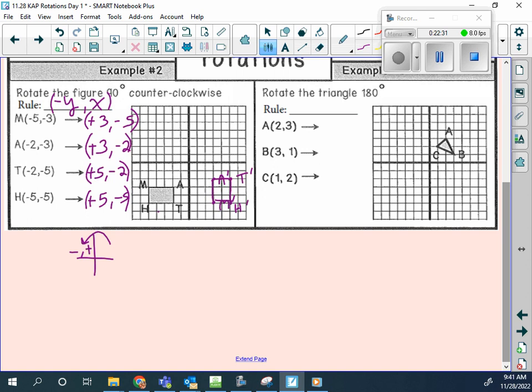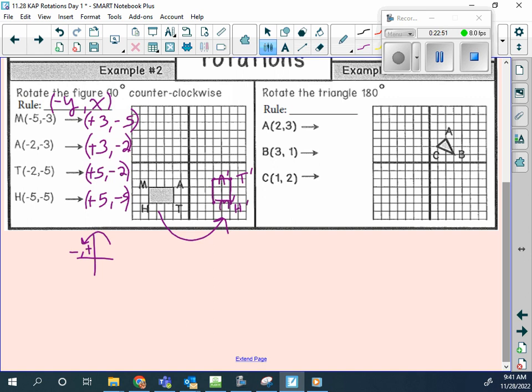First of all, do a check. Did it go 90 degrees in a counterclockwise way? Yeah, because it's in that quadrant. So you can tell you're in the right place. Just double checking yourself. And then look at the letters. M, H. You see they still stay that way. They just rotated together.